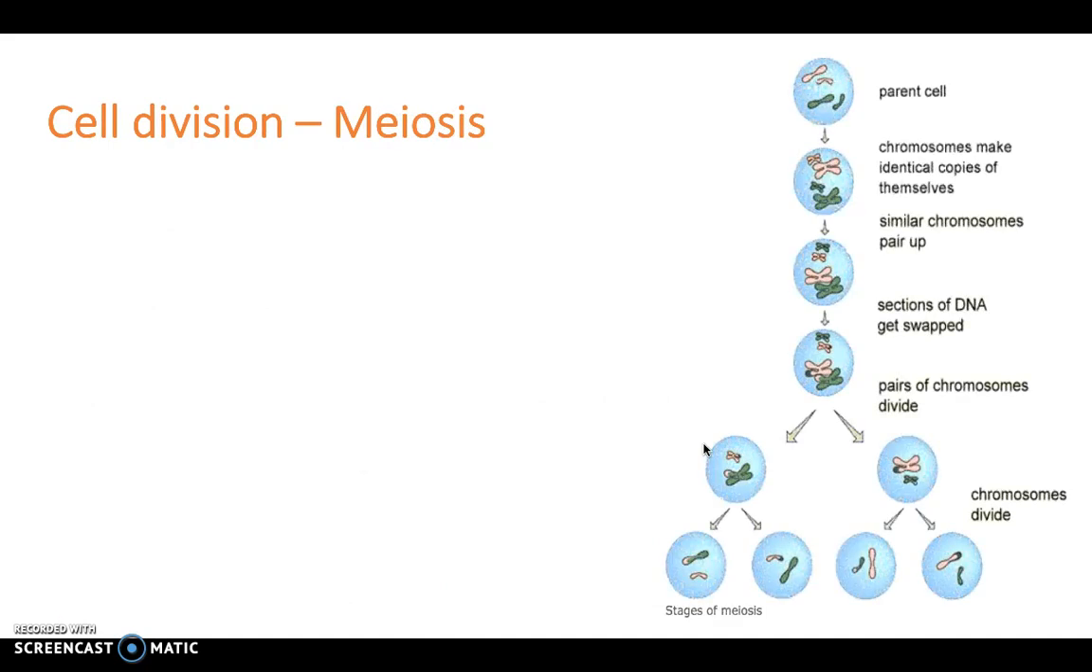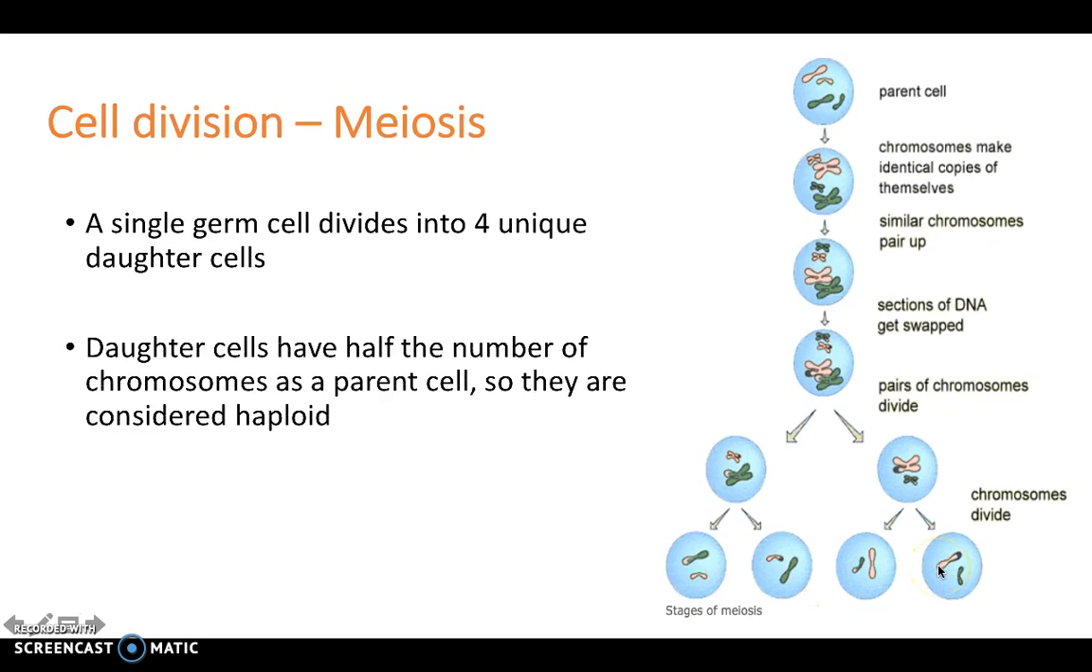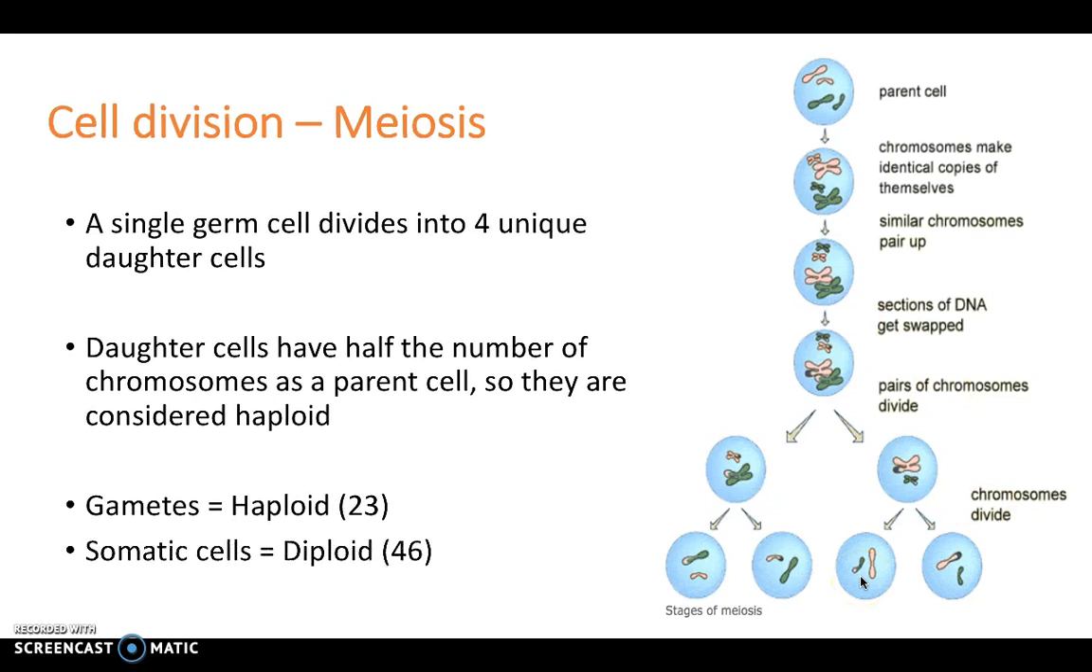Next we have meiosis. This process is slightly more complicated, but very similar in what happens. This is where a single germ cell divides into 4 unique daughter cells. So we have a parent cell at the top. The chromosomes make identical copies of themselves. They pair, and this time instead of having one division, as you do with mitosis, you now have 2. And this leaves you with 4 haploid cells, but actually all of these haploid cells are different. When we say haploid, we mean a cell has 23 chromosomes instead of the normal number, 46.